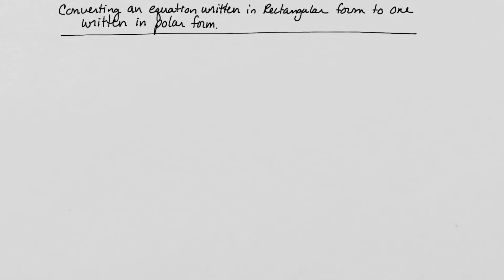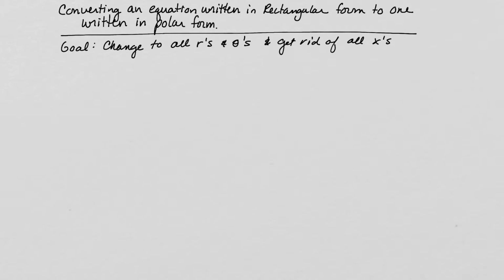In this video, we're going to look at converting an equation that's written in rectangular form to one that is written in polar form. The thing is, we want to keep in mind our goal when we're doing this is to change to all r's and thetas and get rid of all x's and y's. So for example, convert the following to polar.